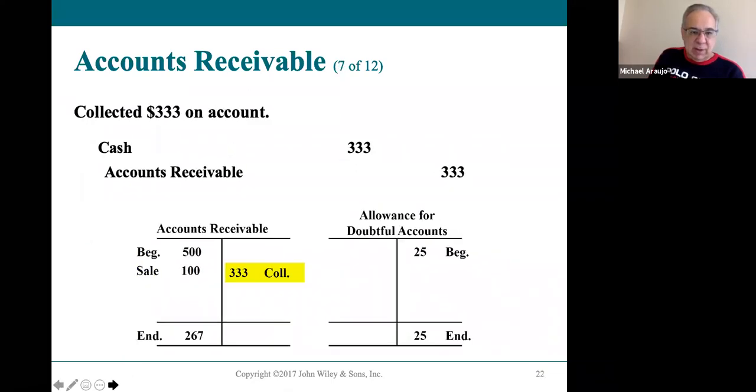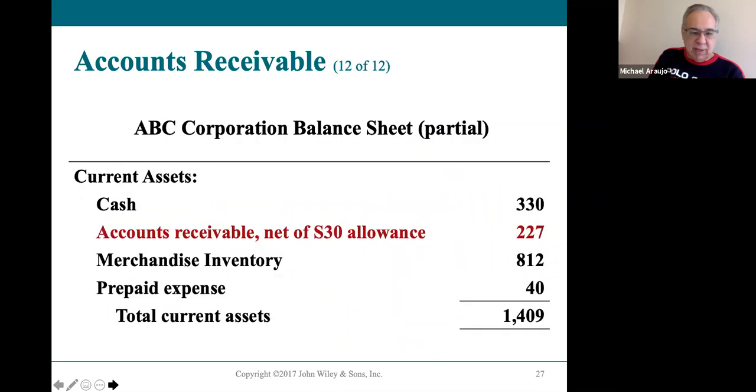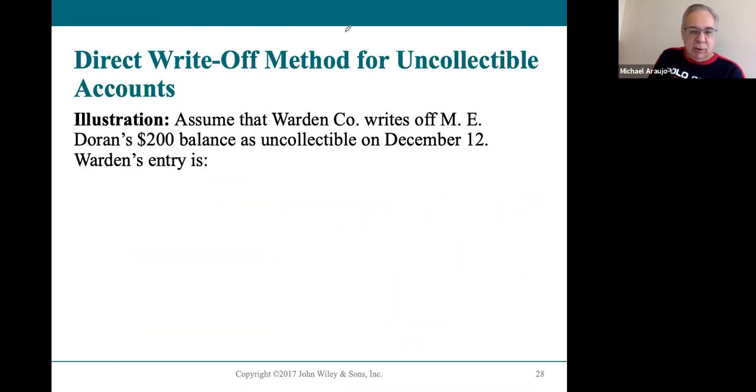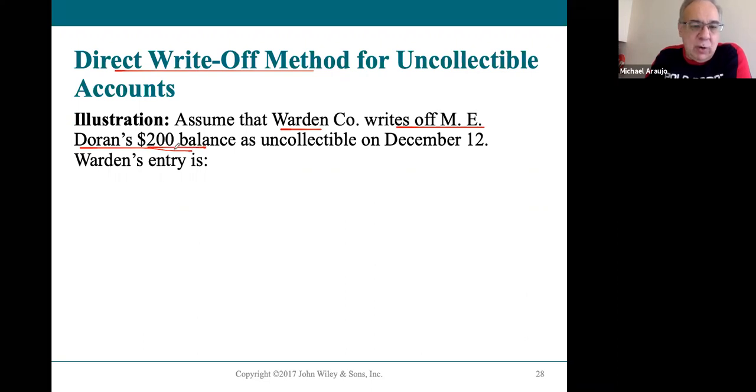Okay, so I'm not going to do this because it's just not necessary. But I will show you the difference in how a direct write-off method works compared to the allowance account. So for folks that use, and smaller companies can use the direct write-off method without a problem. Here, if you notice, this company is Warden Company. And they want to write off the account of M.E. Doran. Emmy Doran has owed them $200 for some time. They have decided it's uncollectible on December the 12th.